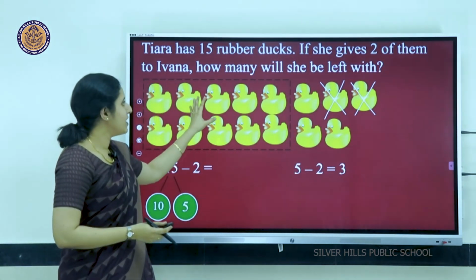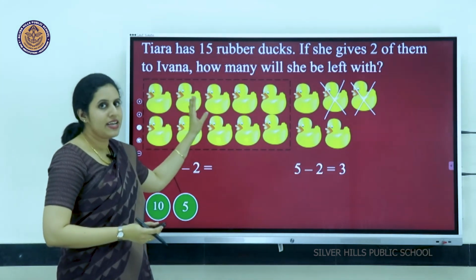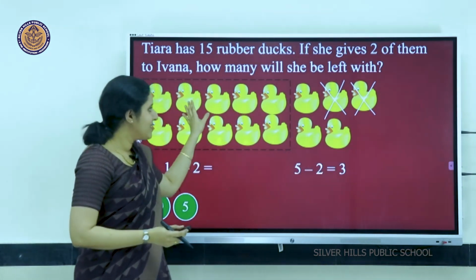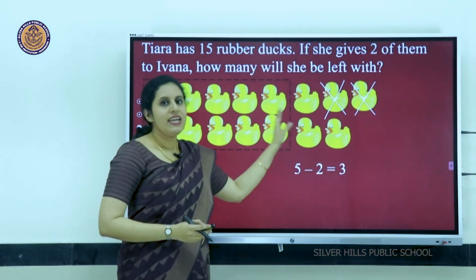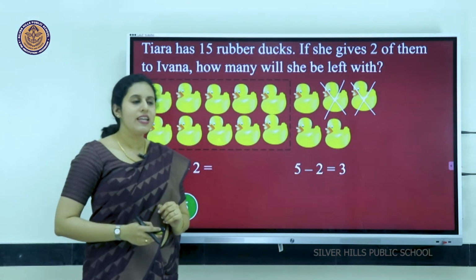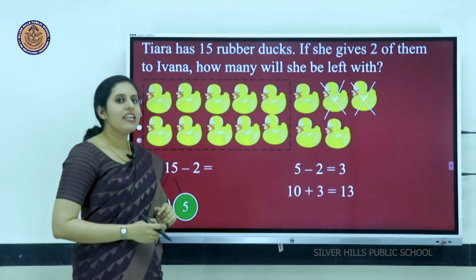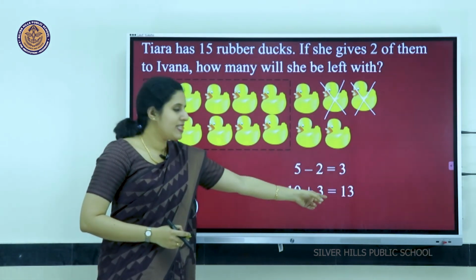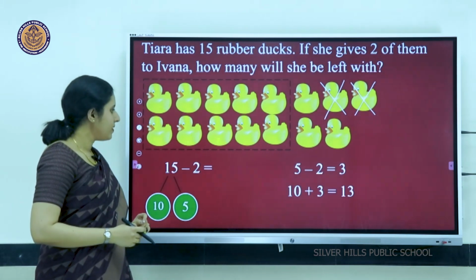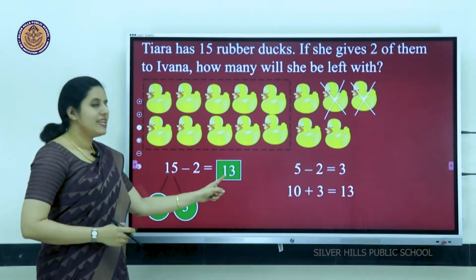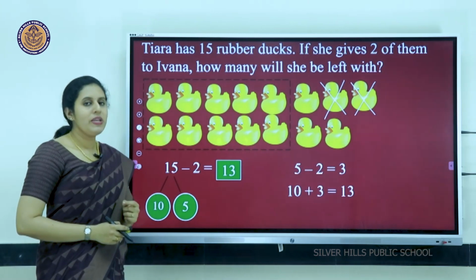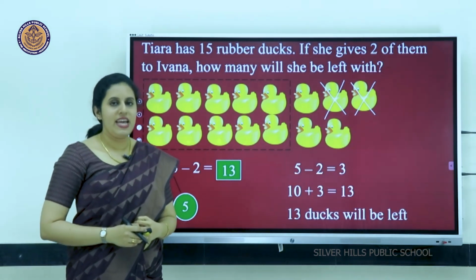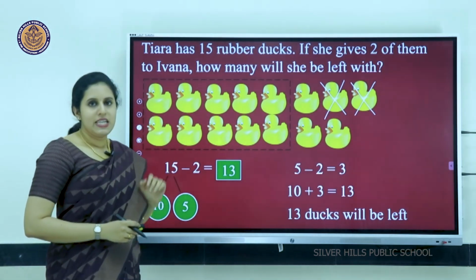Now, inside the 10 group there are still 10, and outside now only 3 are there. So, inside 10, outside 3, 10 and 3. What is 10 and 3 put together? 10 and 3 put together is 13, as you know. 10 plus 3 is equal to 13. So, the answer here is 13. So, how many ducks are left? 13 ducks will be left, and that is the answer to the question here.